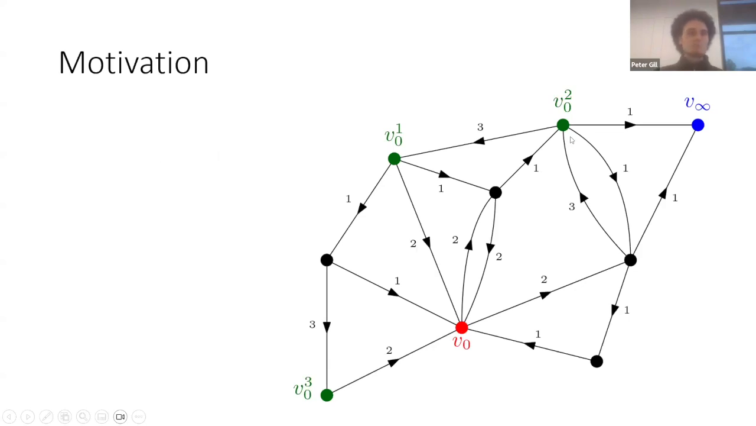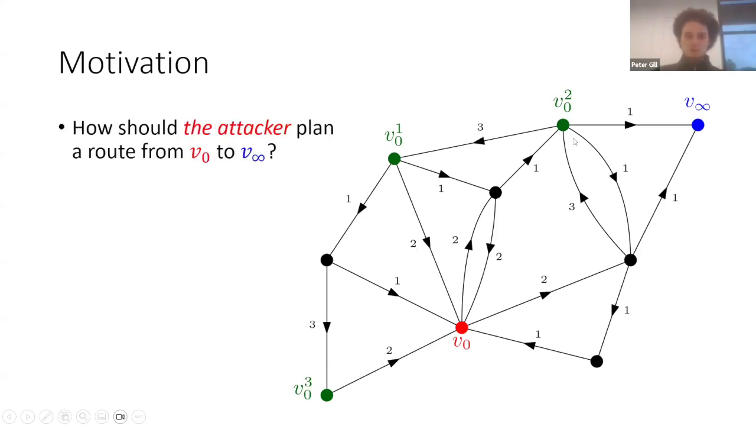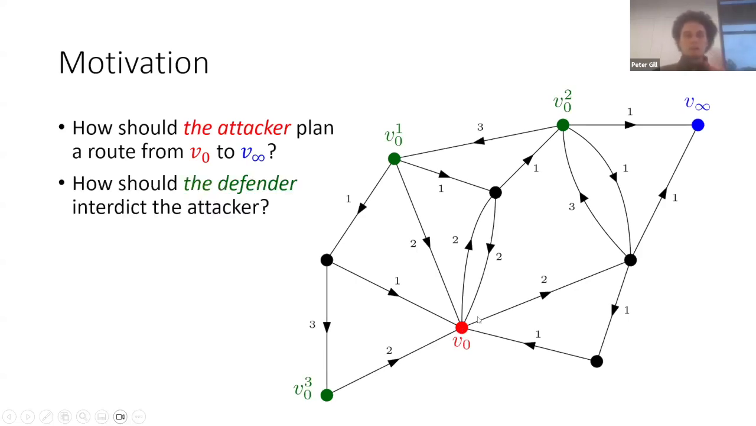So the question is, how should the attacker, the common name given in the literature to the criminal over here, plan their routes? And on the other side, how should the defender, the police force, together as a team, try to capture, or interdict, the attacker on their way? This is naturally modeled as a game. In fact, it's a two-person zero-sum game, which is nice to study.